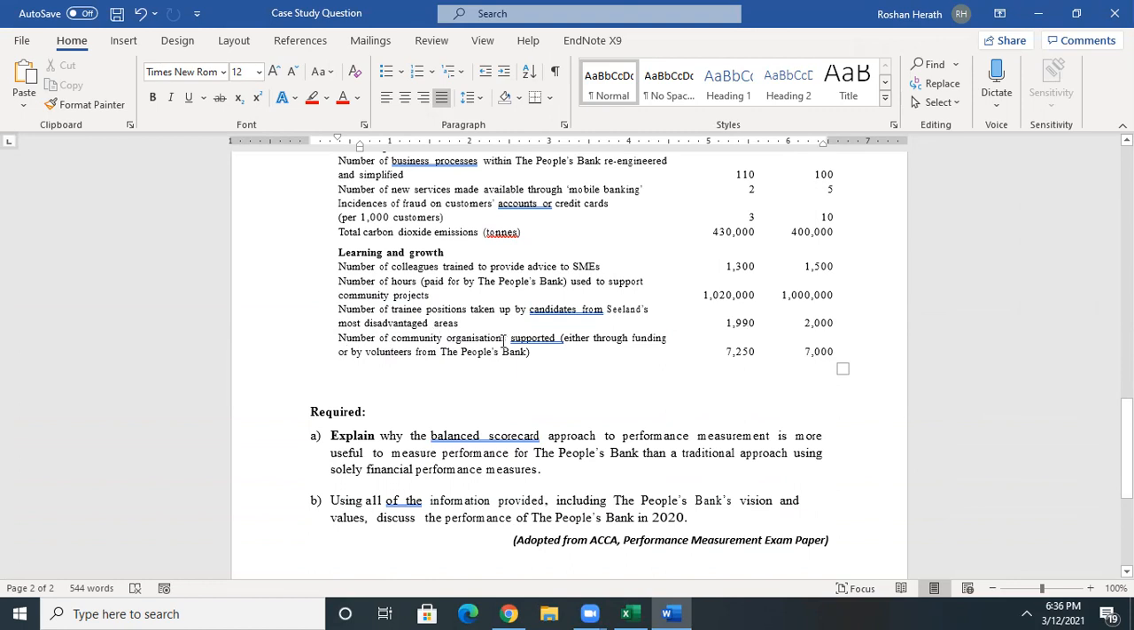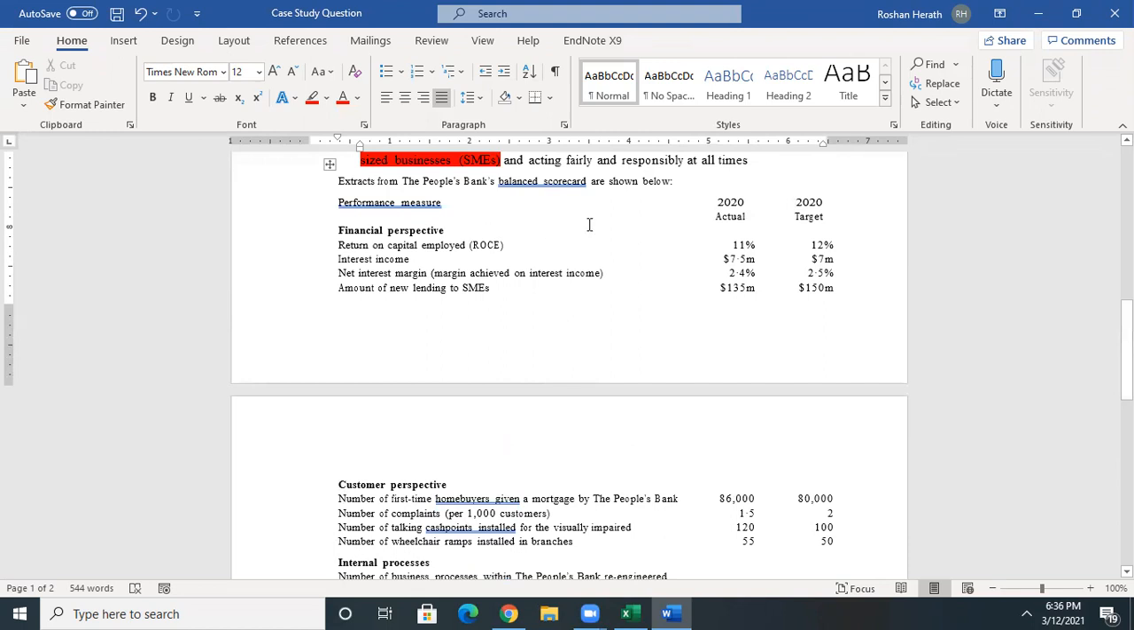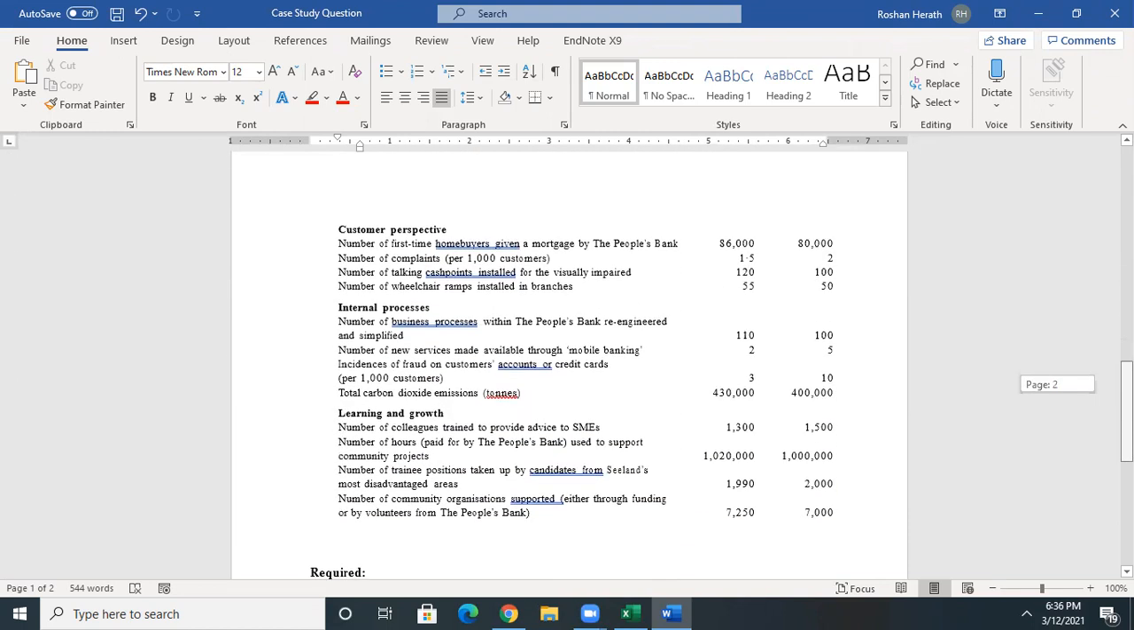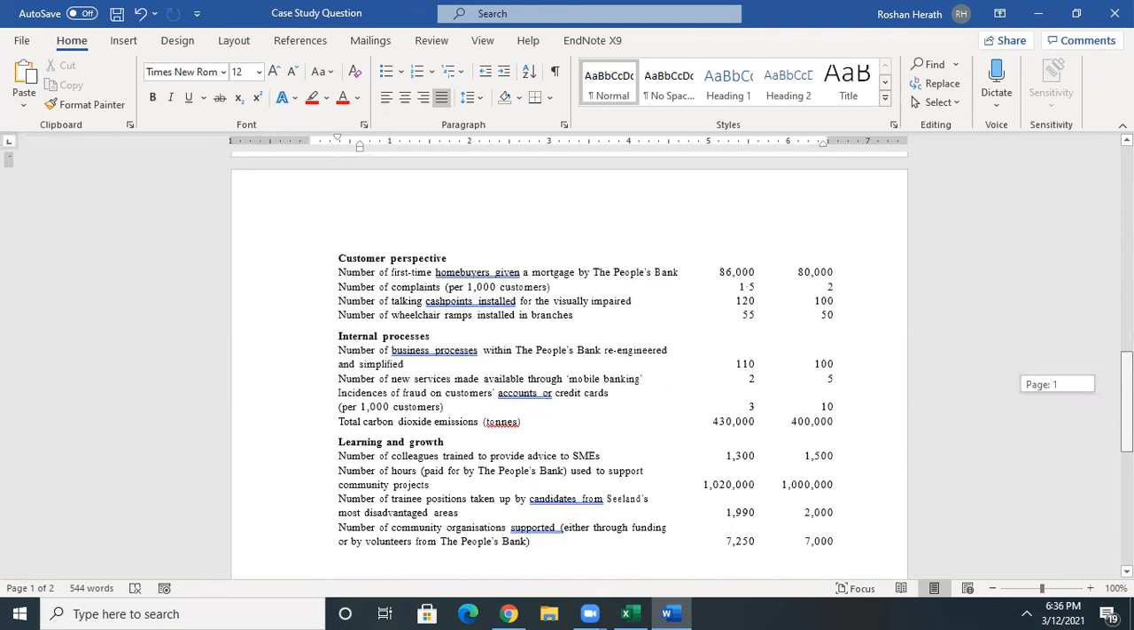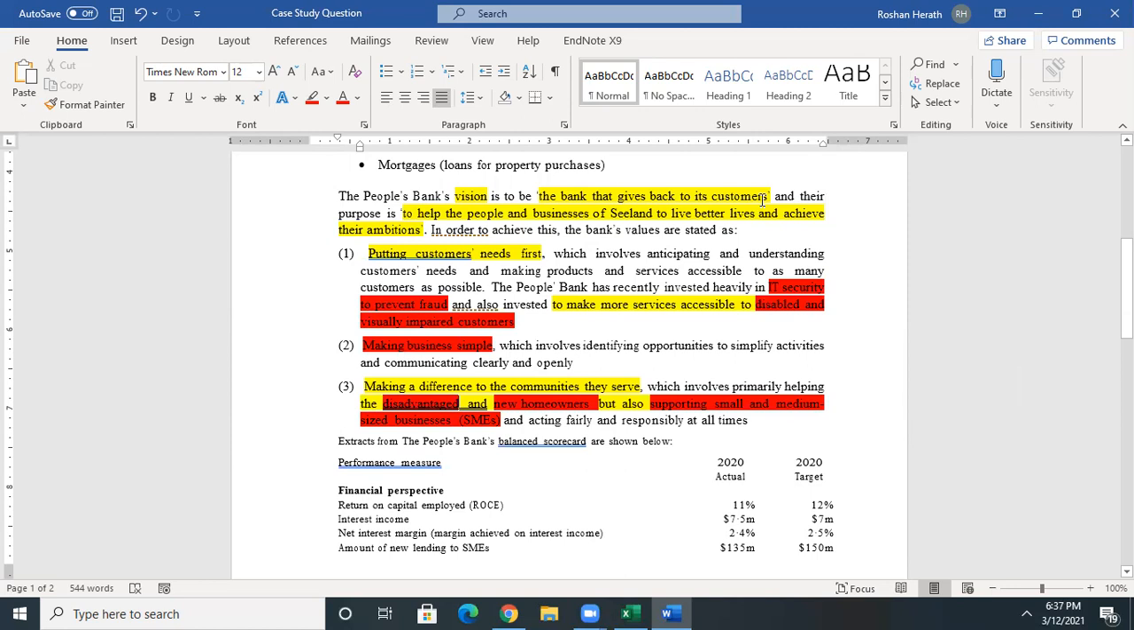And again, when you look at the community, you have supported more than expected. It's a good thing on one hand, but at the same time, it would have contributed to a lower return on capital, but still you are doing better. Because your objective is about giving something back to the customers. So more or less you are in the correct direction.